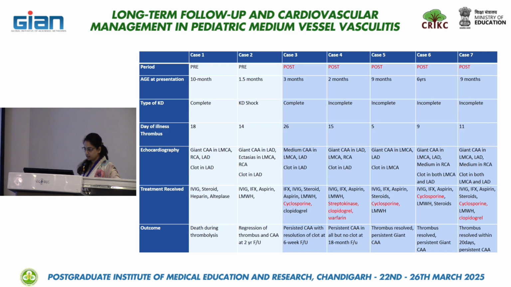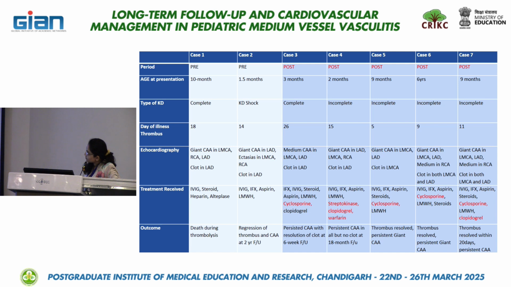So we have 7 cases, 2 were pre-COVID and 5 were post-COVID. The first case was a 10-month infant diagnosed with complete Kawasaki disease, developing thrombus on the 18th day of illness with giant coronary artery aneurysm in all 3 arteries. Treatment was given, but unfortunately we lost the child during thrombolysis.